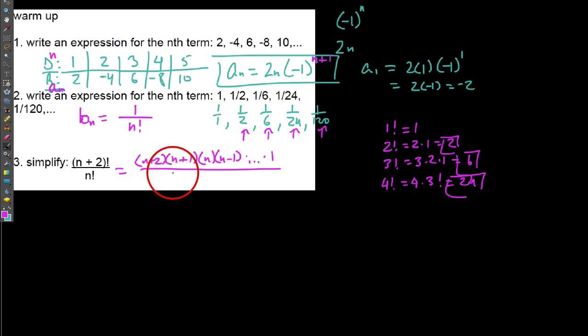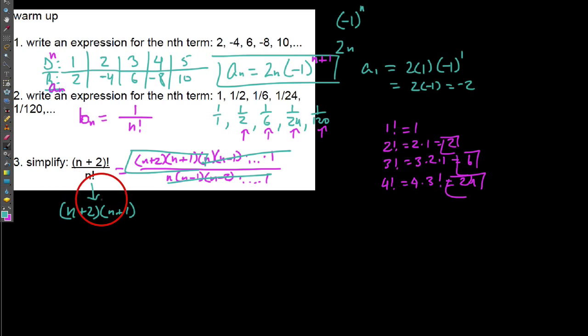Now on the bottom we have n factorial, but n factorial here is n times 1 less than that, times 1 less than that, times all the way down to 1. But you can see how n times everything below n here is going to cancel out with n times everything below n on the top. And what we're left with is just this expression, n plus 2 times n plus 1. So that would be the simplified form of this expression right here.